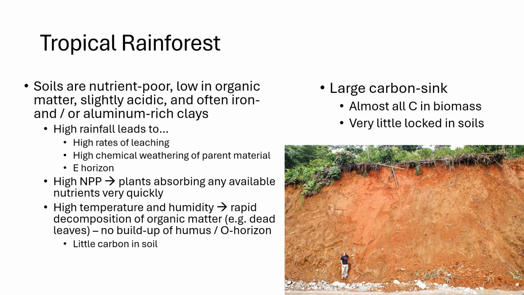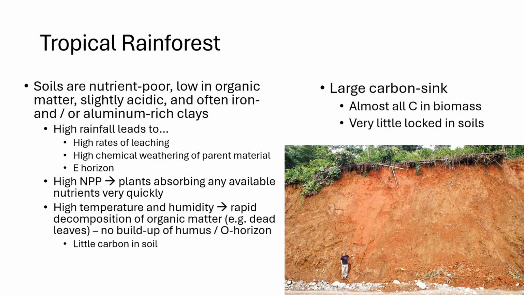Tropical rainforests tend to have very poor soils. They tend to be very low in nutrients and very low in organic matter. They tend to be slightly acidic, often slightly clayey soils. The reason that there's so little nutrients is because there's so much plant growth. Those plants are using all of the available nutrients that they can get out of the soil as soon as those nutrients are available.